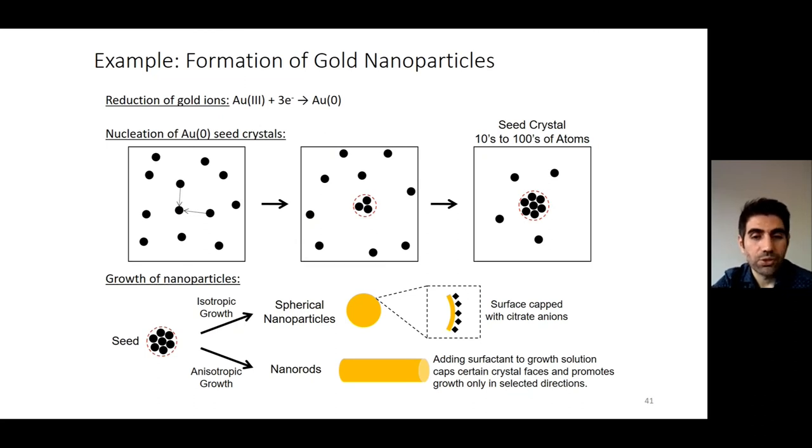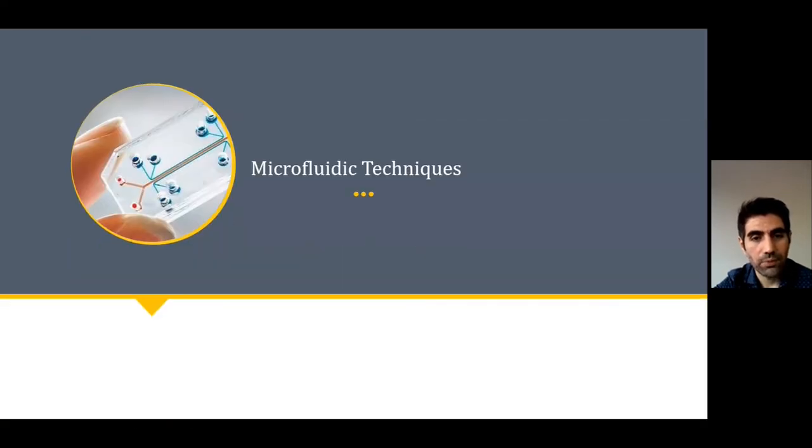Here, if you want to obtain spherical nanoparticles, or if you want to have nanorods, as you can see here, the size and the shape, so far we learned the size and shape affect the efficiency of nanoparticles. That's why at this step, by adding some surfactants to the media, we can control the shape of the fabricated nanoparticles. If you want a spherical one, we can add the required surfactants to obtain the desired nanoparticle. Okay.